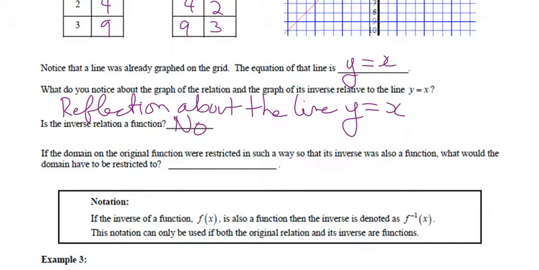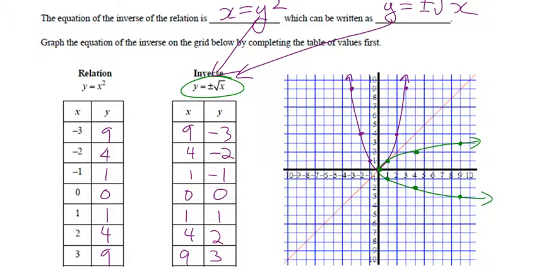So if the domain on the original function were restricted in such a way so that its inverse was also a function, what would the domain have to be restricted to? Only positive x. So could you include 0? Yes. So if we restricted the domain to this, then this is what we would get. But is that the only option? No. What else could you do? Negative. You could also restrict the domain to the negative side, which would then give you a function.